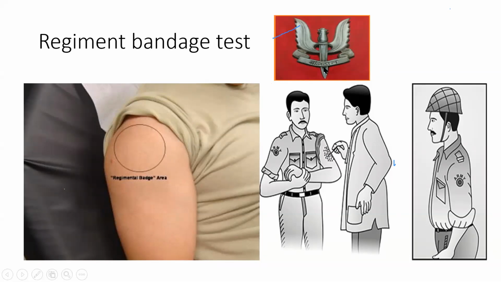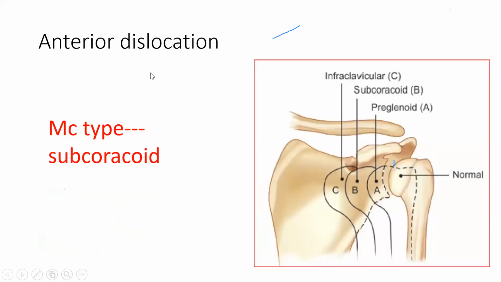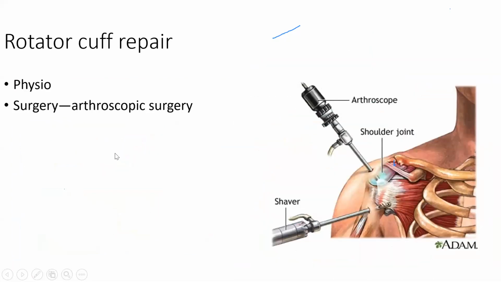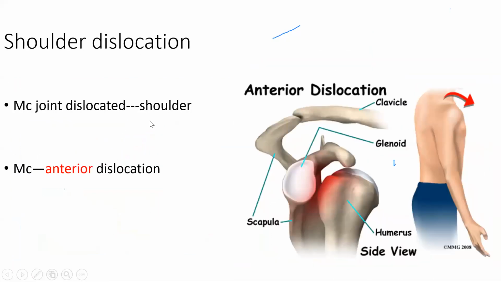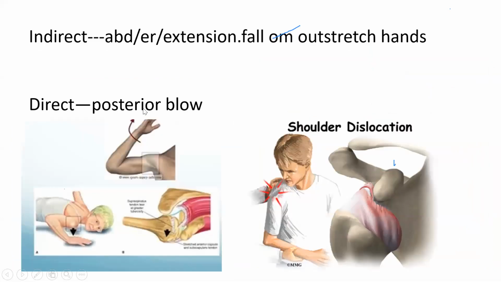Just remember Balidan badge. Now again we'll go for anterior dislocation. We'll talk about shoulder dislocation. The most commonly dislocated joint in the body is the shoulder, because the glenoid is very shallow, inferiorly it is deficient, and the muscles and ligaments are not good. Most commonly it is anterior dislocation, and the subcoracoid, below the coracoid, is most common.